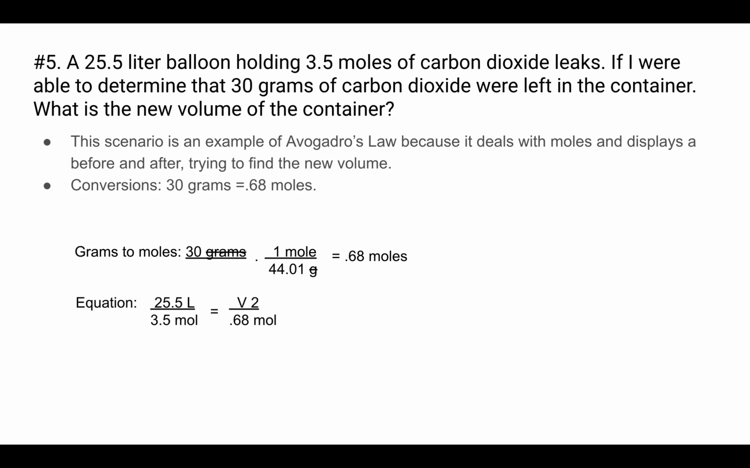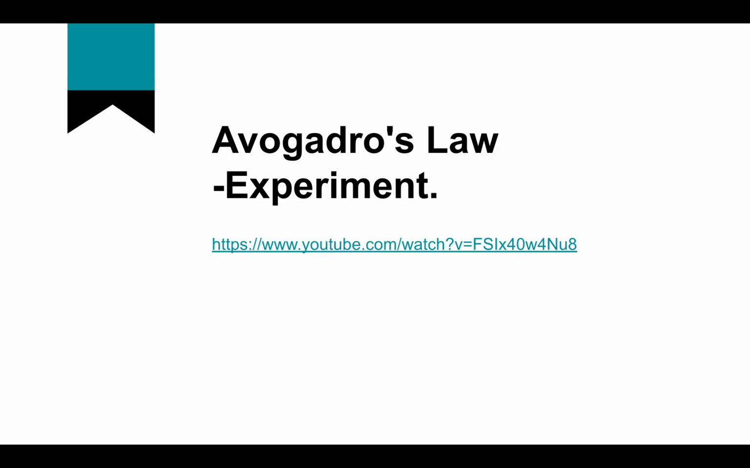And the equation would be 25.5 liters over 3.5 moles, equal to the unknown volume over 0.68 moles. When cross multiplied, you'd get 17.34 liters over 3.4 moles, and your answer in liters would be 4.95 liters when you divide that. And that would be your answer for the new volume of the container. And this is my Avogadro's law experiment.